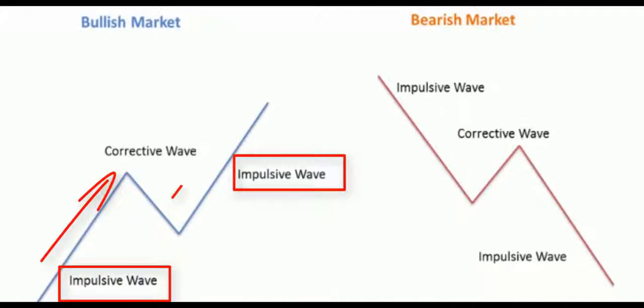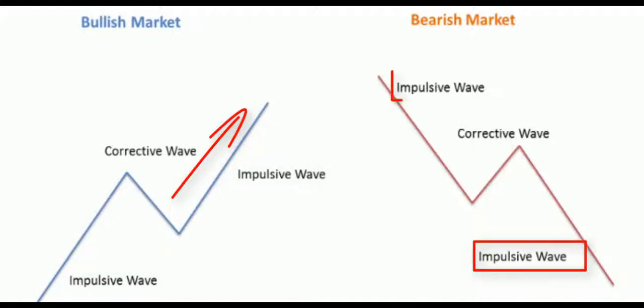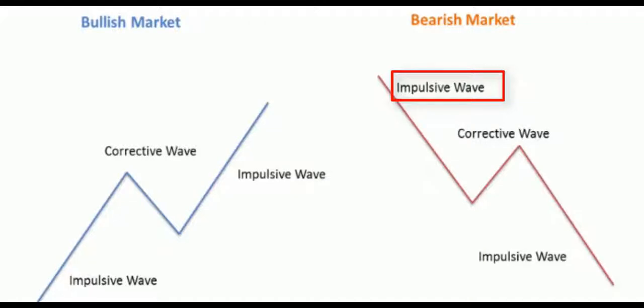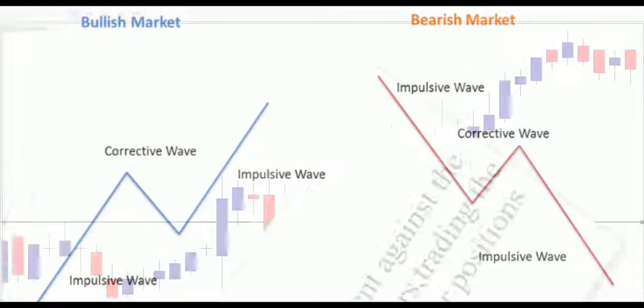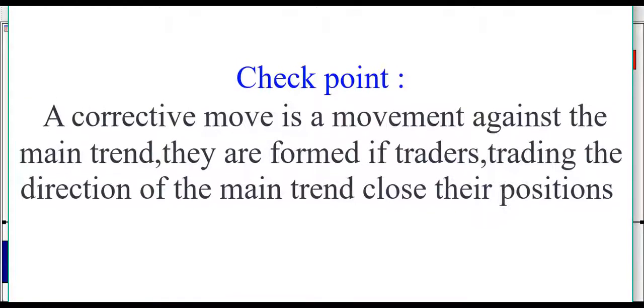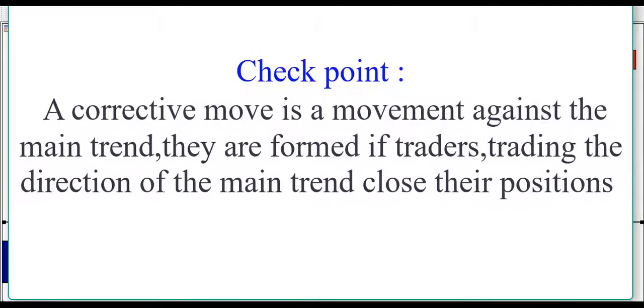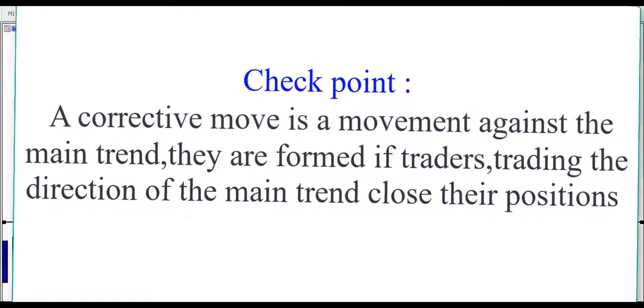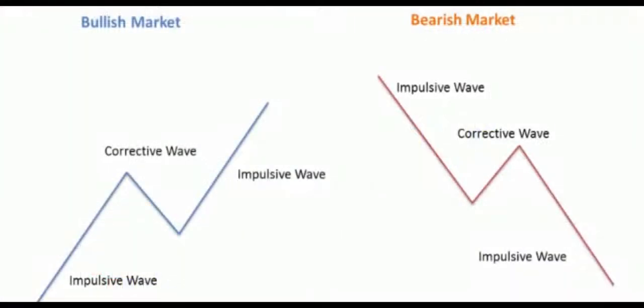They are generally more volatile and provide us with a great opportunity to get more reward with less risk, since the market will stretch more easily in one direction. A corrective move, also called a correction, retracement, or pullback, is a movement against the main trend. They are formed when traders who trade in the direction of the main trend close their positions.